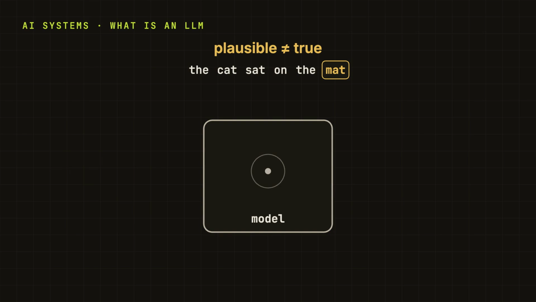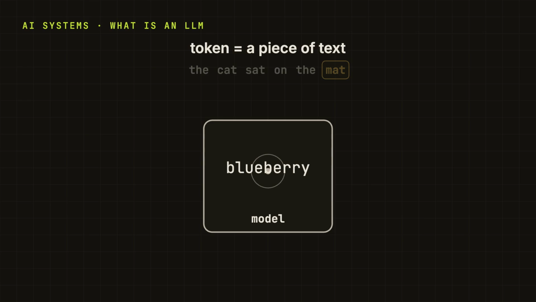One quick word, since I will keep using it: token. The model works in tokens, not whole words. A token is just a chunk of text, sometimes a whole word, sometimes only a piece of one. A long word might come in as two or three little chunks. Honestly, just hold on to this: a token is a little piece of text and you are fine.